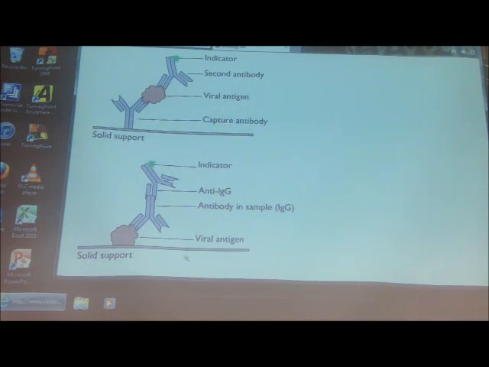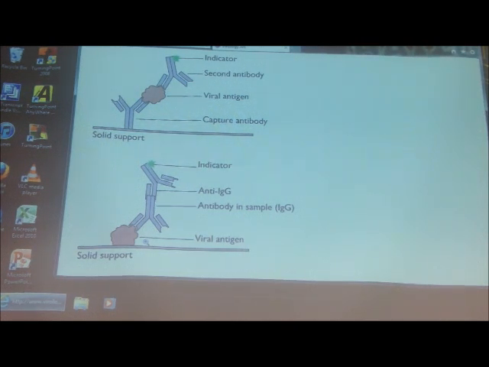So here what we do is we take a purified viral antigen, not from the patient, and this is ELISA. So I take the purified viral antigen, not from the patient, but one that has been made in the laboratory. So it's a standard viral antigen. And then I coat the plate with that. Then I wash it out. Then I go ahead and add the sample.